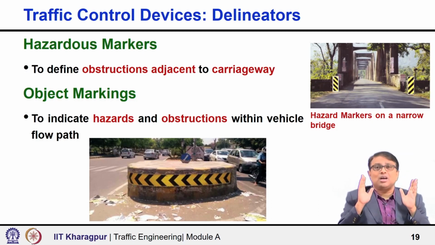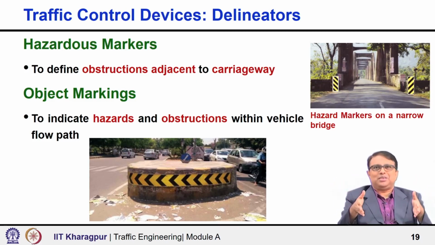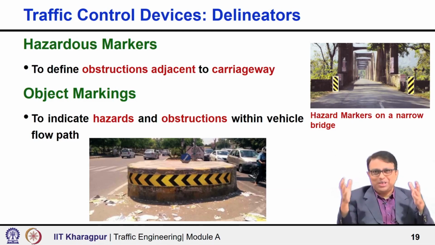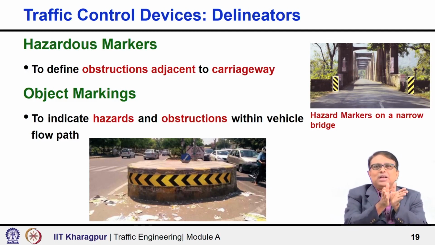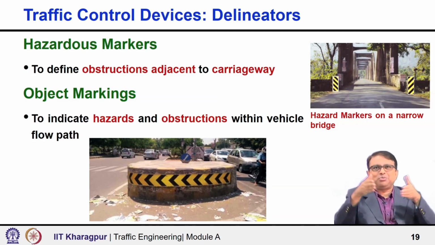So, the drivers are warned about that. Then there is object marking, not adjacent to the carriageway, but within the drive path, within the carriageway. How can hazards occur within the carriageway? Just imagine you are approaching a rotary. That rotary is well within the carriageway. Or maybe you are approaching and the road is getting divided into two parts, left and right, with nothing going straight. So, the straight tip becomes a hazard, directly on that path.